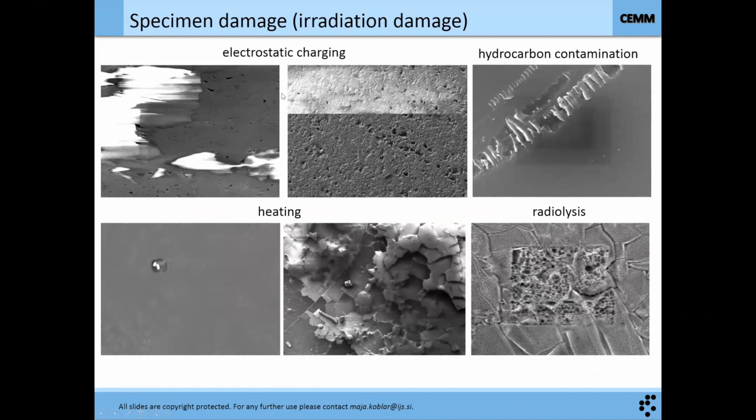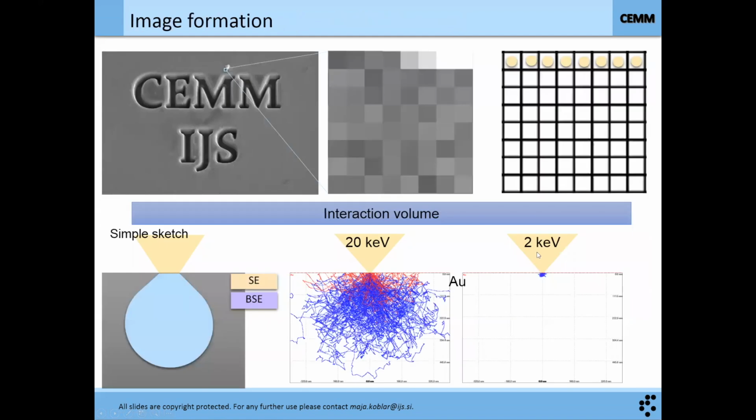Specimen damage, there are a lot of damages that you introduce. So you can have electrostatic charging, hydrocarbon contamination, heating, and radiolysis. So now we talked about the image formation in the SEM. It's from pixels. You scan from each pixel to each pixel.